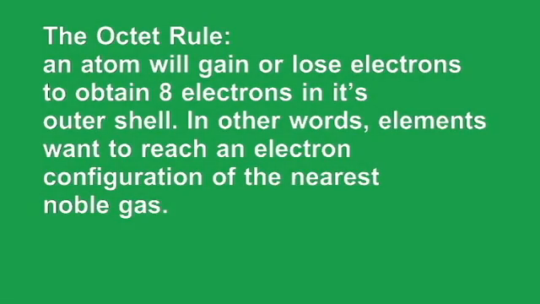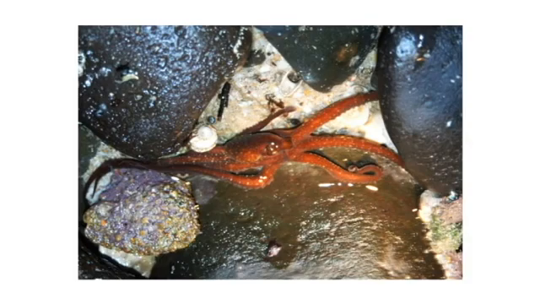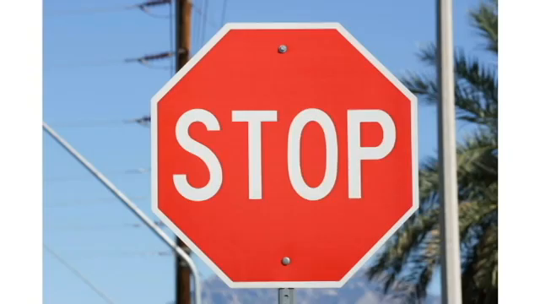The octet rule states that an atom will gain or lose electrons to obtain 8 electrons in its outer shell. In other words, elements want to reach an electron configuration of the nearest noble gas. The word octet means a group of 8. For example, an octopus is an animal with 8 legs. An octagon is a shape with 8 sides.